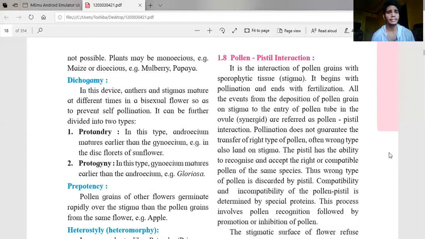So pollen-pistil interaction is very important. It takes place because sometimes the wrong pollen may land on the stigma. They don't want germination of that pollen grain, so it sorts out which is right and which is wrong. Also, plants want variation. For their existence they need variation, so they have this pollen-pistil mechanism, which filters out pollen grains that are not important, less compatible or incompatible, and discards them. So pollen-pistil interaction is a very important process.